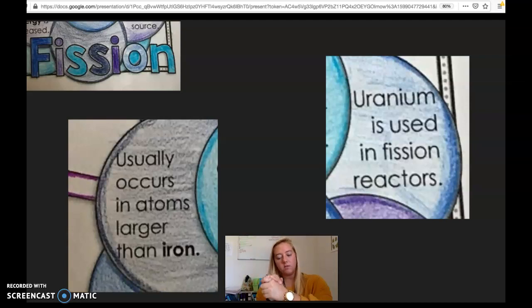Uranium is used in fission reactors here on Earth. So we have actually figured out how to recreate the process of fission here on Earth, and we do use it as an energy source. So we are taking these molecules and splitting them apart. We use uranium for this typically.